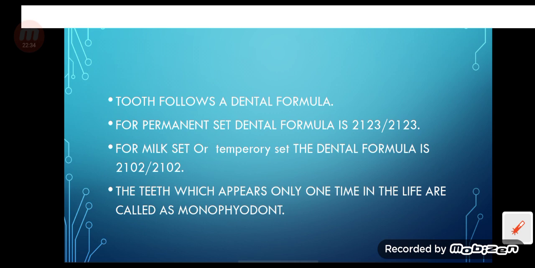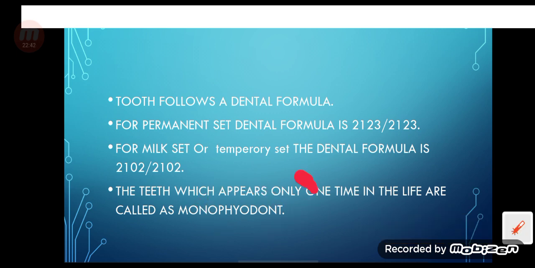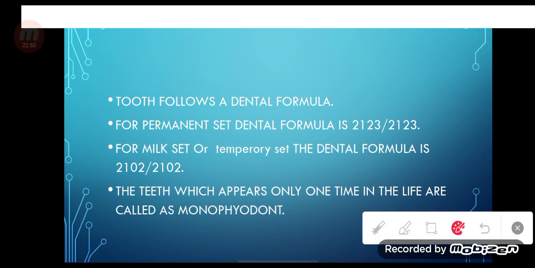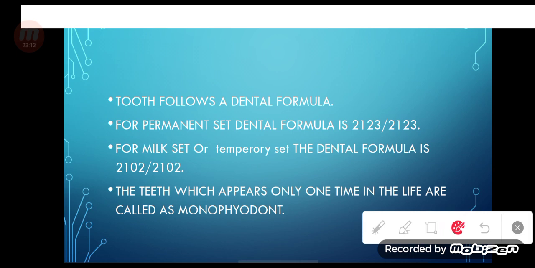Here the teeth which appear only one time in life are called monophyodont. So this point is to be remembered. Here the 2 premolars and molars are monophyodont. Monophyodont means the appearance of teeth only one time in life. Those are called monophyodont teeth. Let's move on to the next slide.